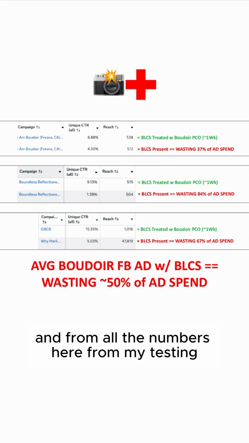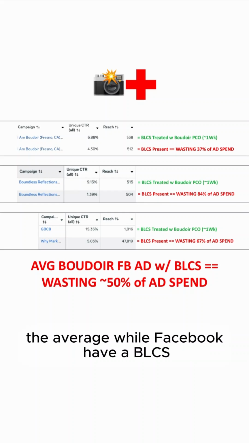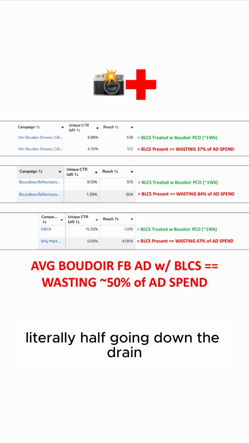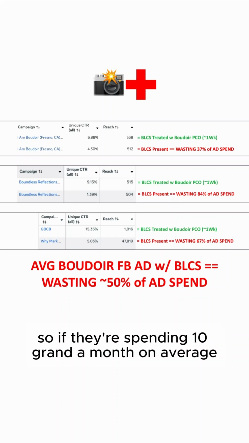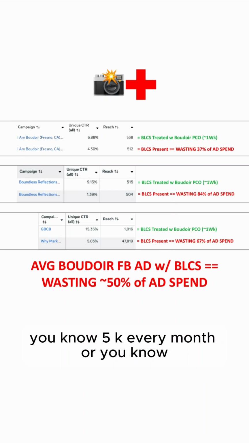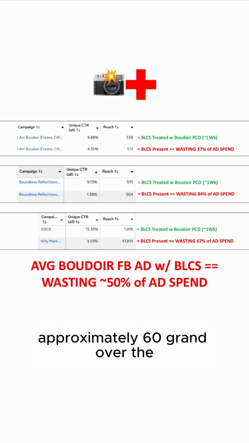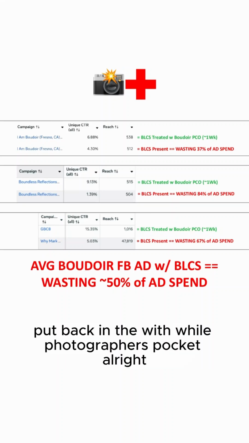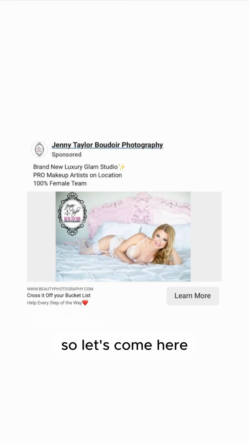And from all the numbers here from my testing, the average Boudoir Facebook ad with BLCS wastes approximately 50% of its ad spend, literally half going down the drain. So if they're spending 10 grand a month, on average, that's 5K every month, or approximately 60 grand over the next 12 months being wasted. Photographer's pocket.